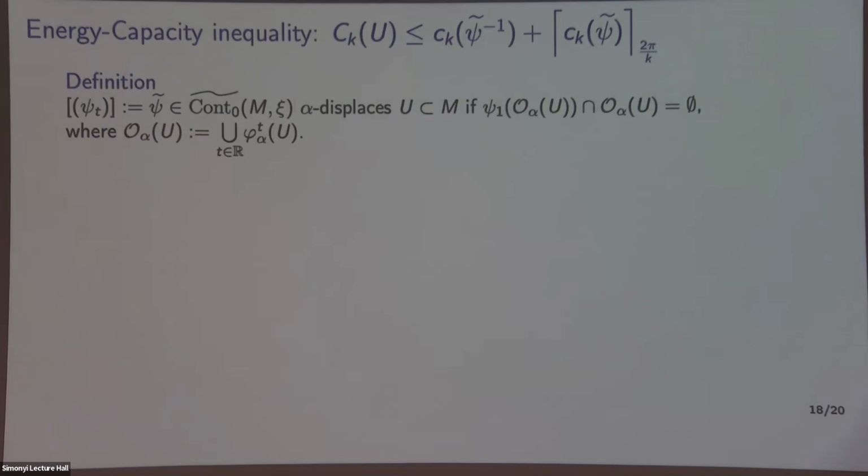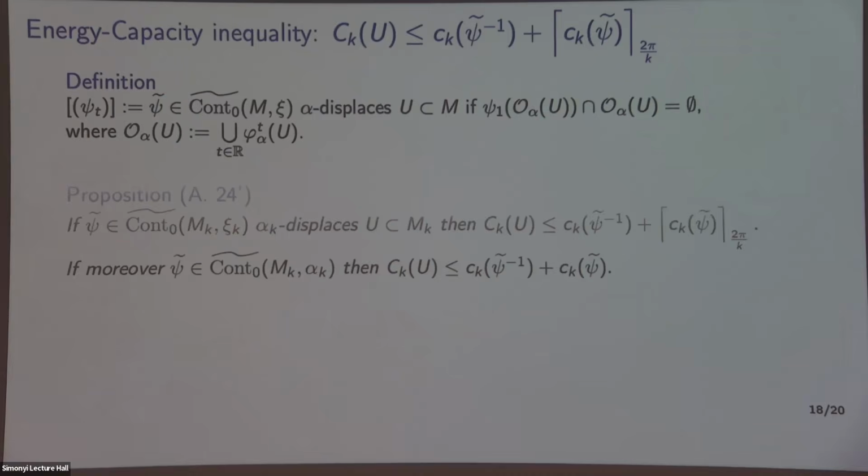And then, to have the estimate that the capacity of the ball of radius r is less than πr², what I use is an energy-capacity inequality, a bit as in the symplectic setting, just that here I say that a contactomorphism displaces a domain if it displaces all the Reeb orbits of this domain. So it displaces the domain, but also its orbit under the Reeb flow.